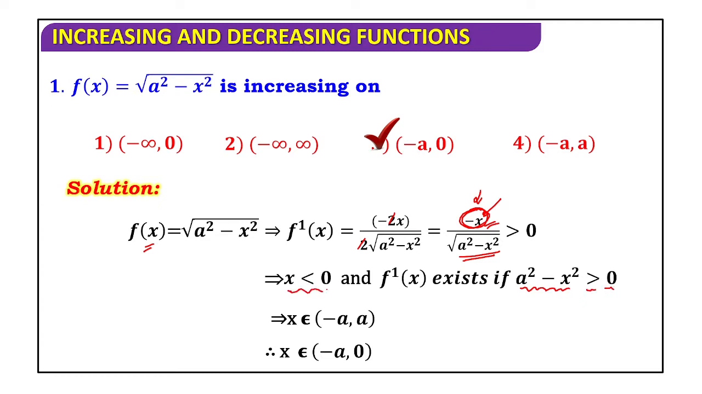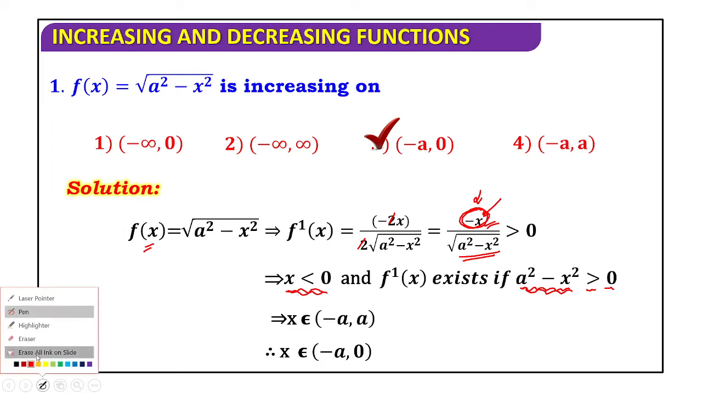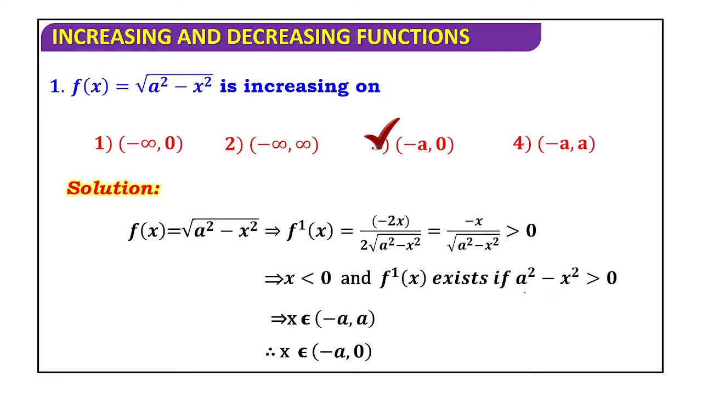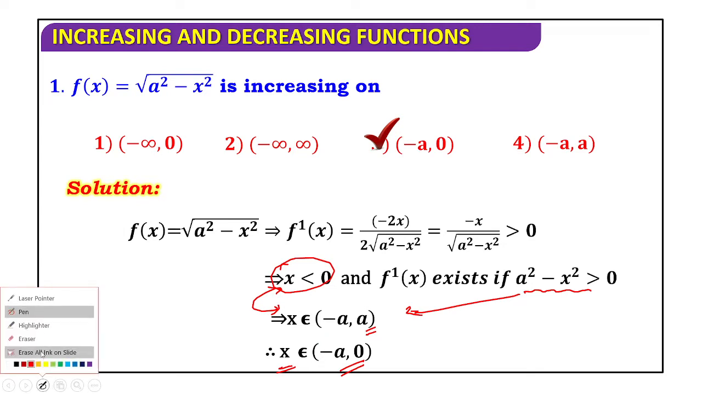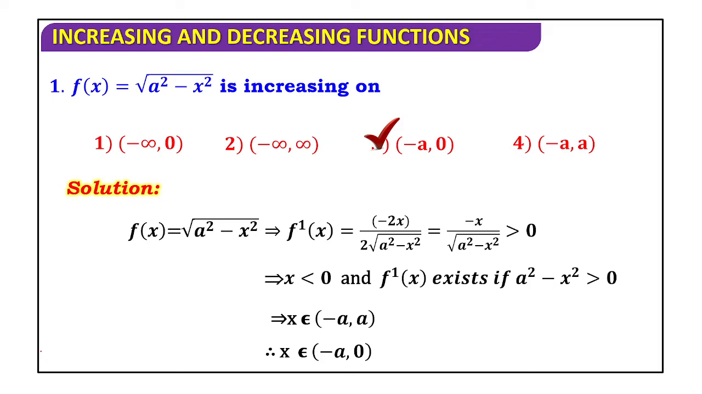So you have to take these two conditions: x less than 0, and a square minus x square greater than 0. From the second we can say x belongs to minus a comma plus a, and from these two conditions together x belongs to minus a comma 0. Therefore f of x is increasing on the open interval minus a comma 0. Clear?